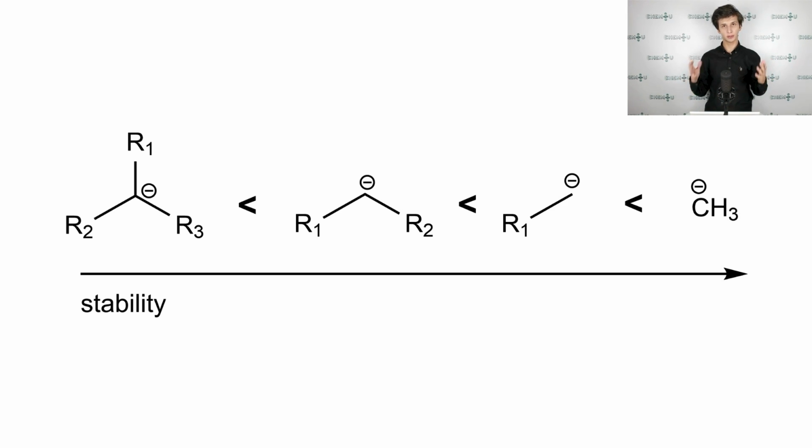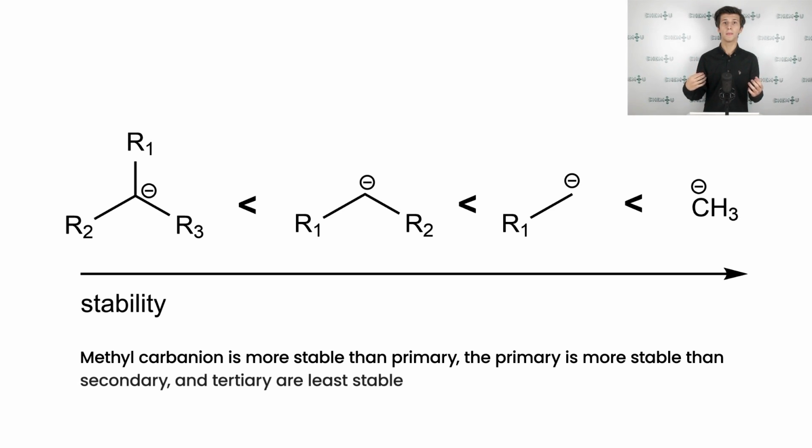The first factor is obvious, the number of adjacent carbon atoms. In this case, the more highly substituted carbanions are less stable compared to those less substituted. In other words, methyl carbanion is more stable than primary, the primary is more stable than secondary, and tertiary are least stable.